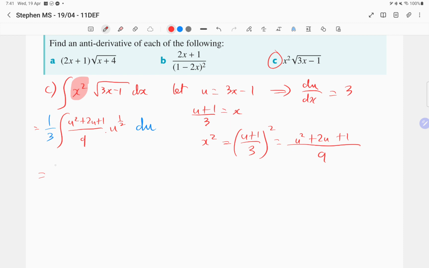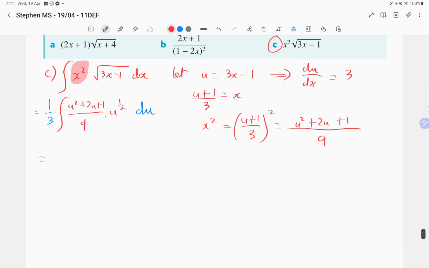So when you get up to this, just bring the 9 out. That's 1 over 27. And then times the u in. So that would be u power 2 plus 1/2 is 5 on 2. And then plus 2 times u times u over 1/2 is 3 on 2. So the power 1 plus power 1/2 is 3 on 2. And then plus u power half, du. Make sense?